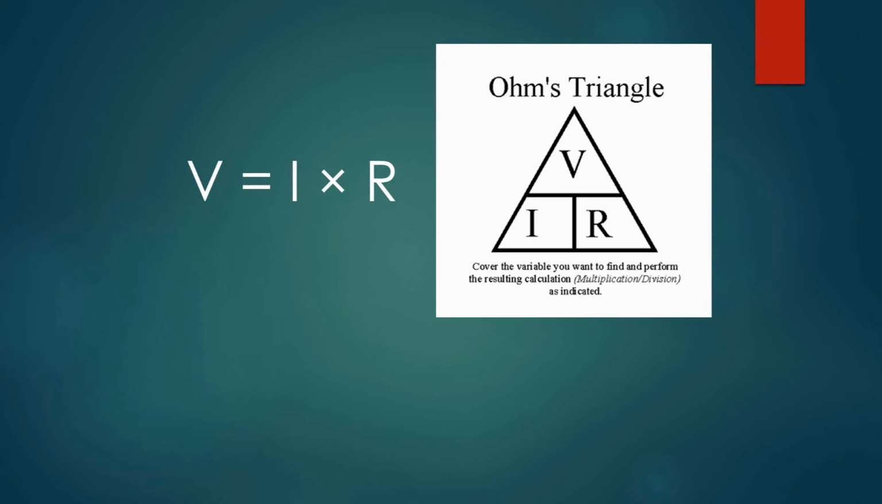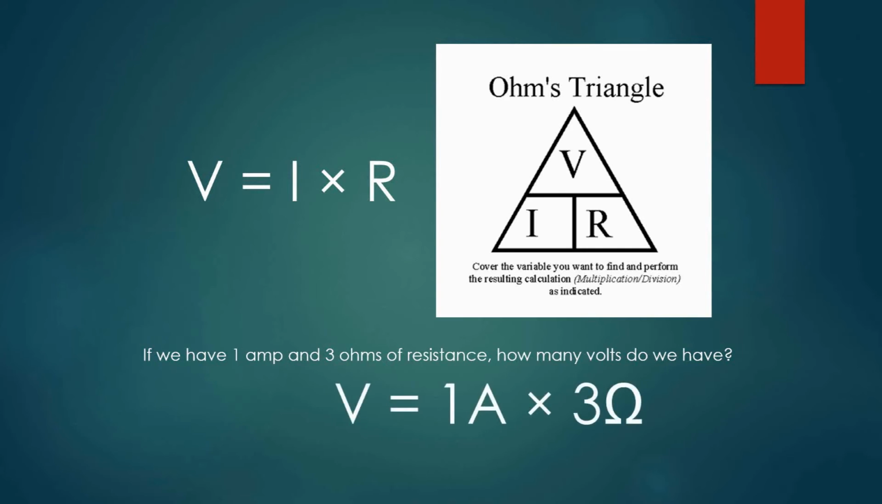So let's try some practice problems. If we have 1 amp and 3 ohms of resistance, how many volts do we have? Well, let's plug it into our equation. Voltage equals current times resistance. So plug 1 in for the current and 3 in for the resistance. And this is what our equation should look like. So if we solve for this, we can see that we have 3 volts of electricity. Now let's try another. This one will be a little bit harder.